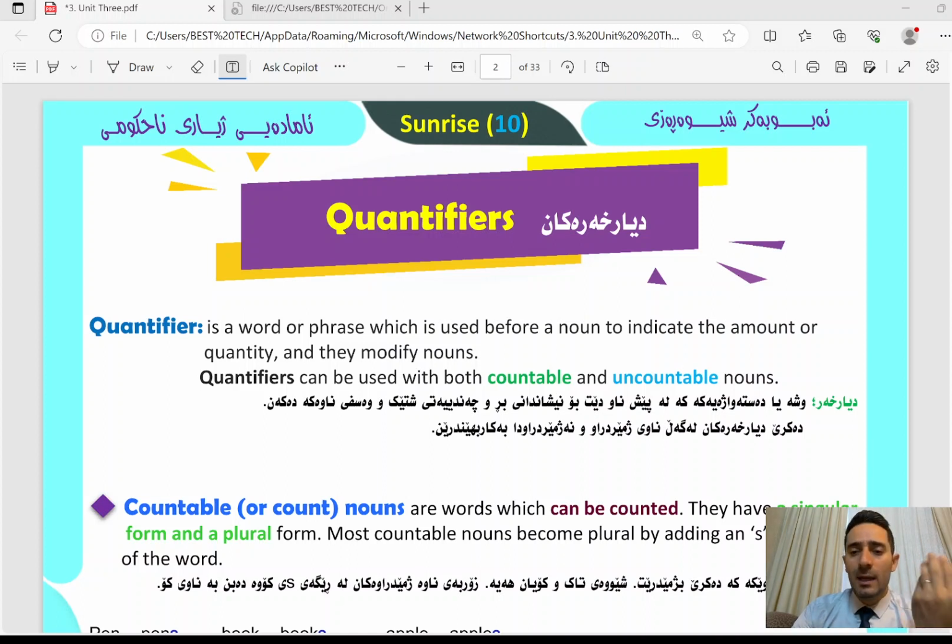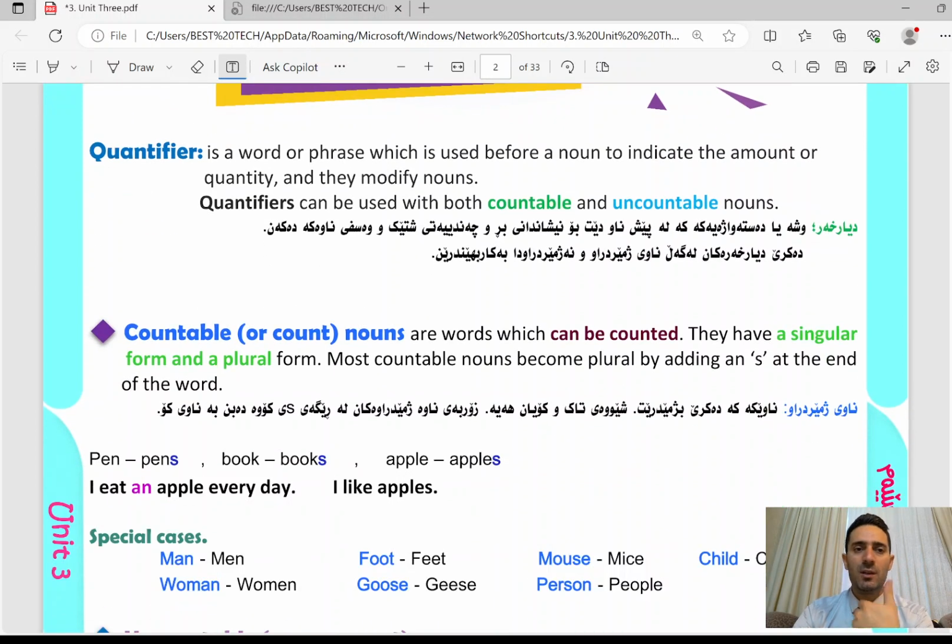And they modify nouns, quantifiers like some, any and those things. They modify nouns. Alright, quantifiers can be used with both countable and uncountable nouns.